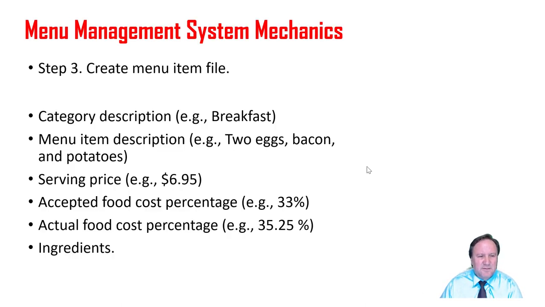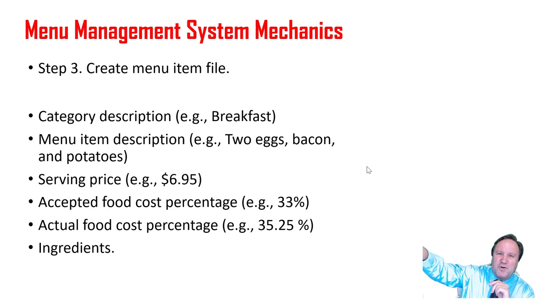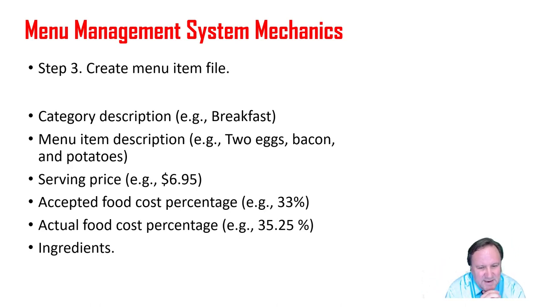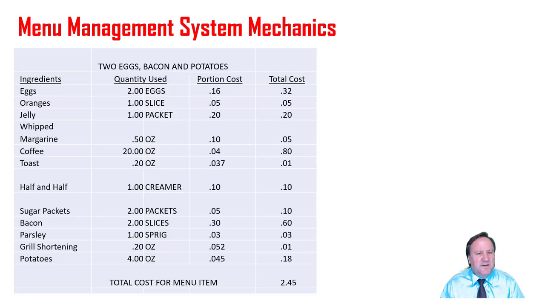Menu item file, then I am going to create the menu. So once I make the recipe, category, description, menu item description, serving price, this is where it's going to go to the point of sale system, and it's going to allow me to compare my cost of the food item with the sales price, accepted cost percentage, the actual food cost percentage and the ingredients. Here's one example, 2x bacon and potato, which is going to give me this particular table report.